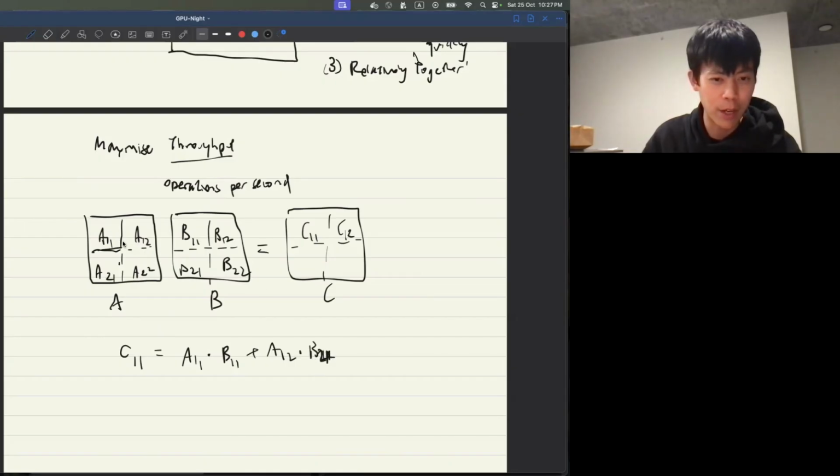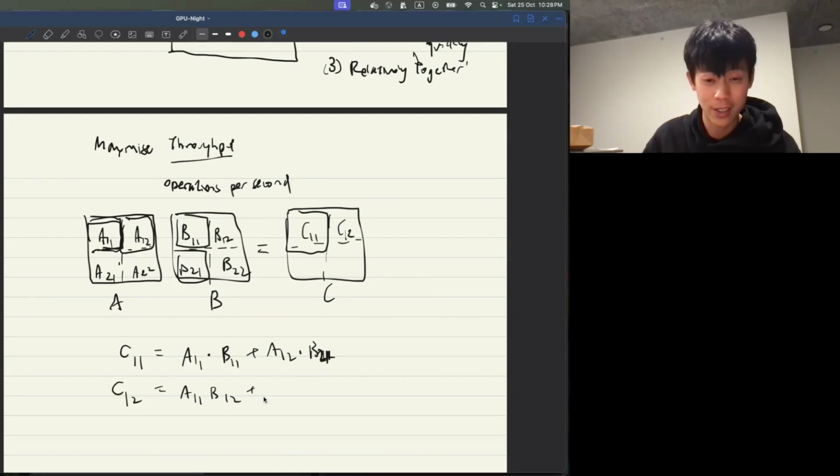Essentially, you're doing matrix multiplication, treating each of these as an element instead, right? So A11 multiplied by B11, A12 multiplied by B21. Similarly, you can write out the equation for C12. Let me just try to get it right. Yep, I got it right. So you can write out a similar equation for C12.